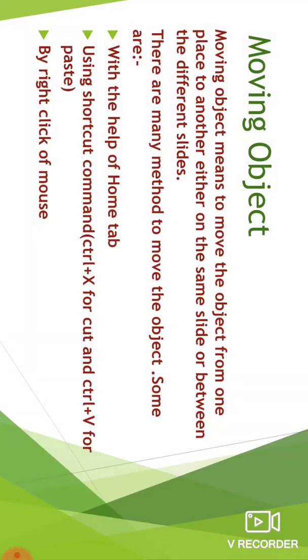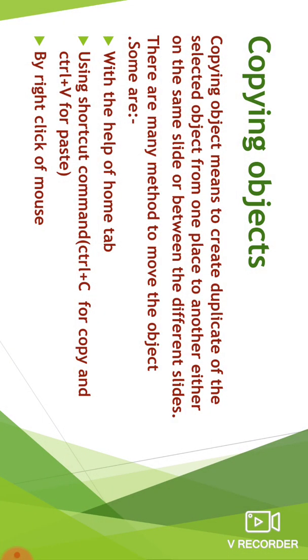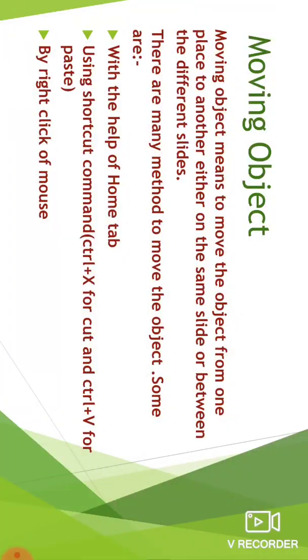The next heading is moving an object, and one more topic is copying an object. So students, in the third chapter I told you clearly the difference between moving and copying a file and folder. It is the same. In that chapter you learned moving and copying of files and folders. Here you will learn how to move or copy an object. The meaning is the same: moving means to shift from one place to another, and copying means to create a duplicate of anything.